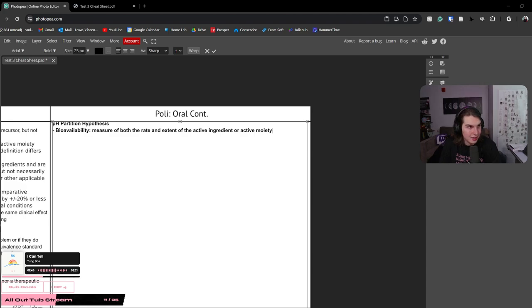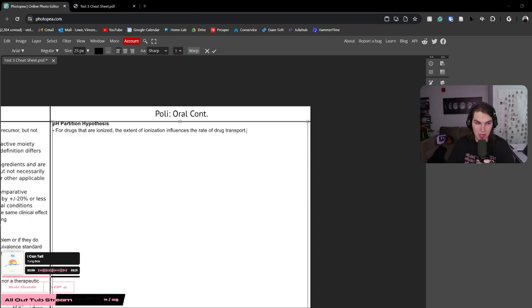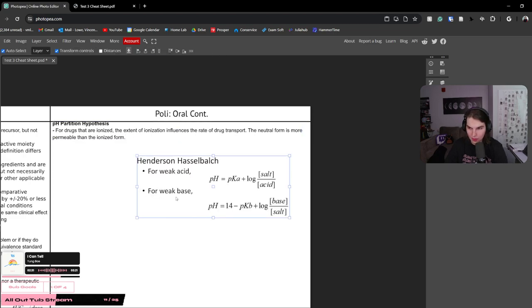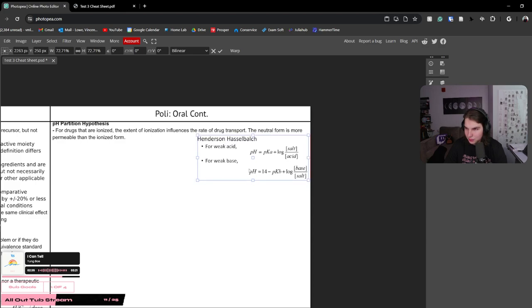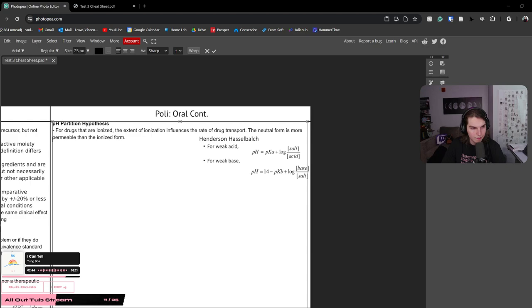For drugs that are ionized, the extent of ionization. So when we're talking about ionized, chat, we're talking about charge, kind of like plus, cations, anions, stuff like that. So pH is really important when it comes to ionic properties. The extent of ionization influences that the neutral form is more permeable than the ionized form. Oh, this is just Henderson-Hasselbalch. I don't know if you guys know what Henderson-Hasselbalch is, but it's the equation for ionization, like pKa and all of that. So there you go. It's the pH equation, chat. They're really common. Apparent permeability.